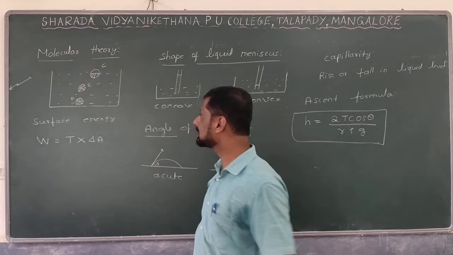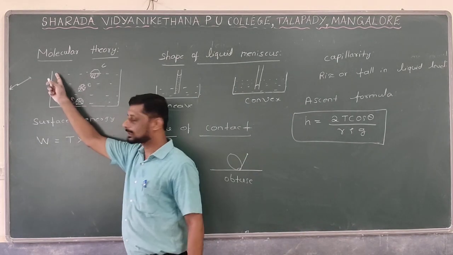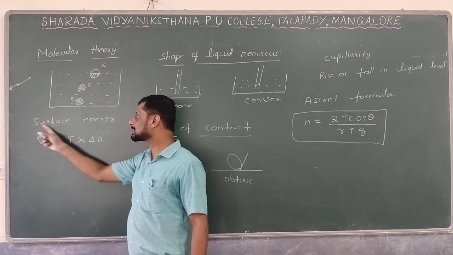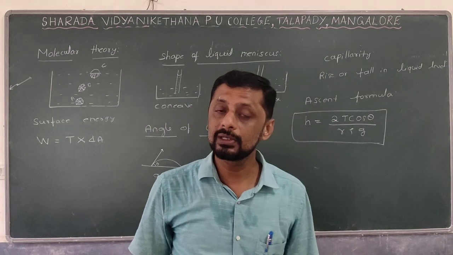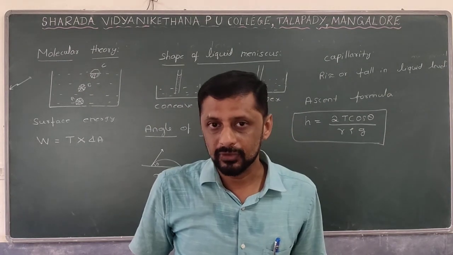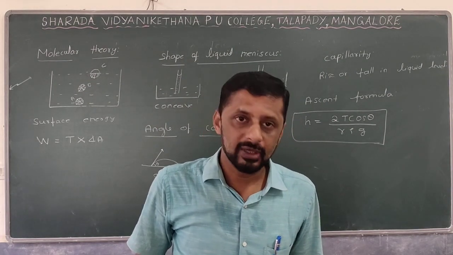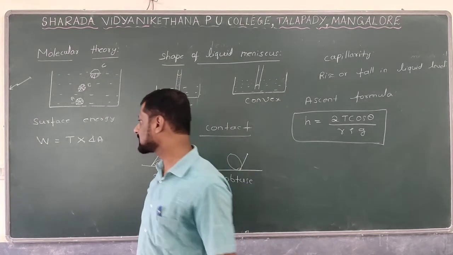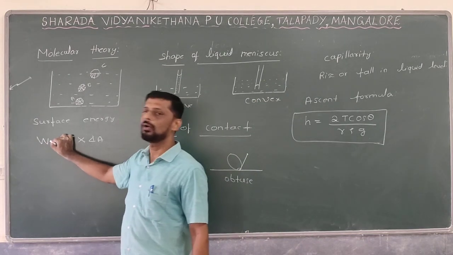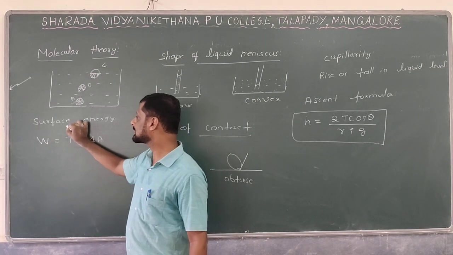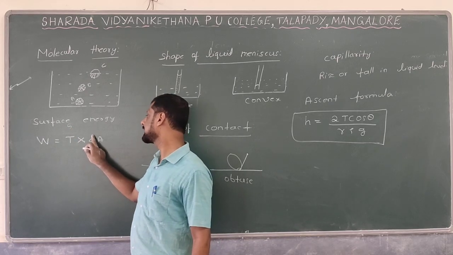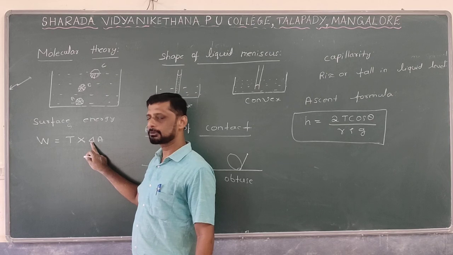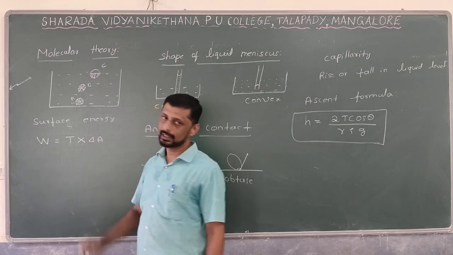The potential energy of the molecules which are present at the surface per unit area is called surface energy. The potential energy of the molecules which are at the surface of the liquid is called surface energy. What is the formula for surface energy? That is given by work done is equal to T into delta A, which is nothing but surface tension into delta A. Delta A represents small change in area.